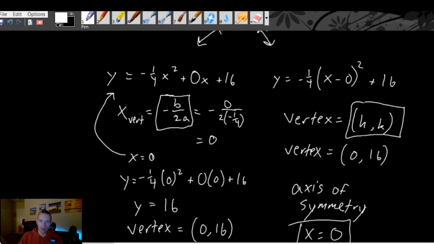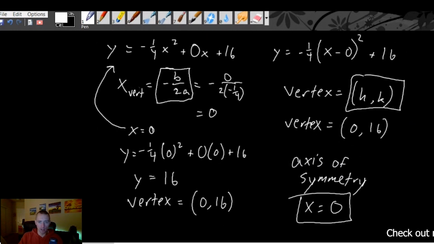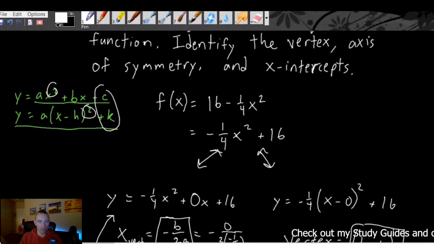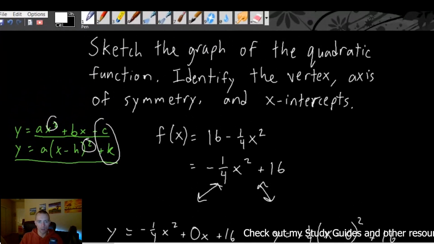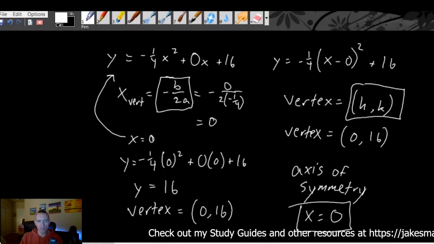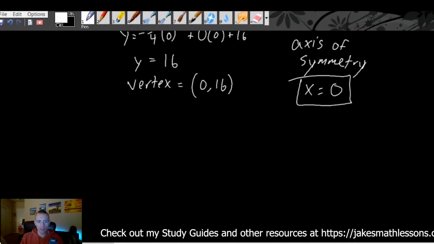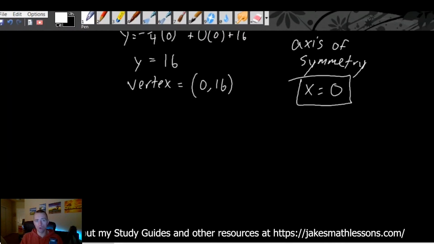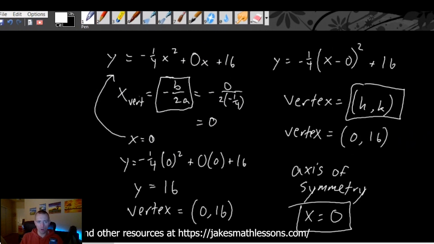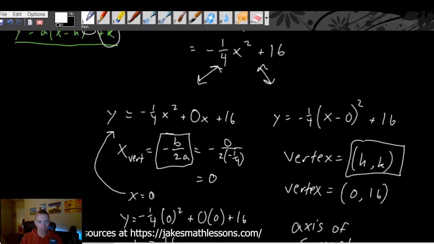Okay, and then that's always going to be the case for any quadratic. Once you find your vertex, the axis of symmetry is just x equals whatever the x coordinate of your vertex is. Okay, so now we need to find the x-intercepts. To find the x-intercepts, all that really means is where your y value is 0. So to figure that out, all you really have to do is set your equation equal to 0.